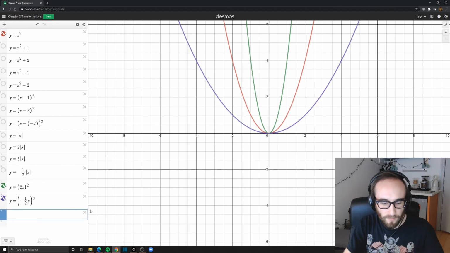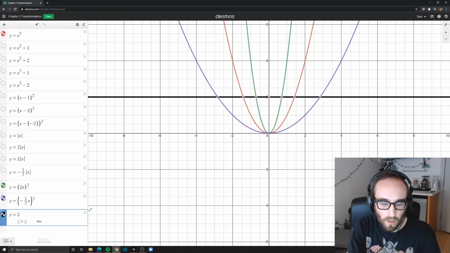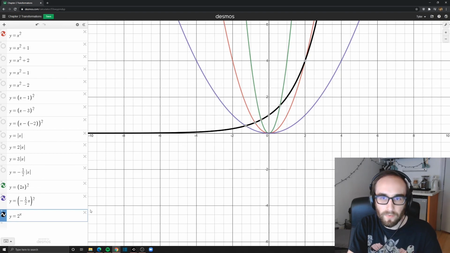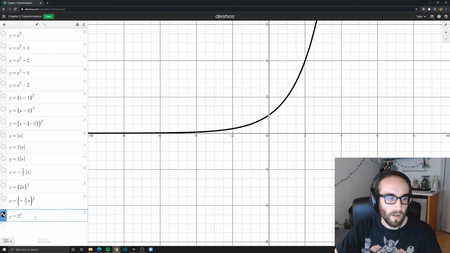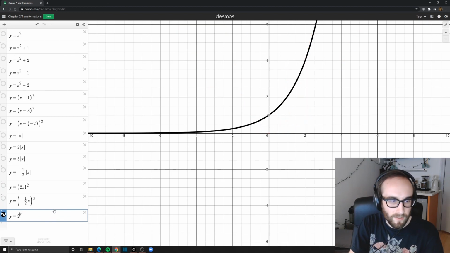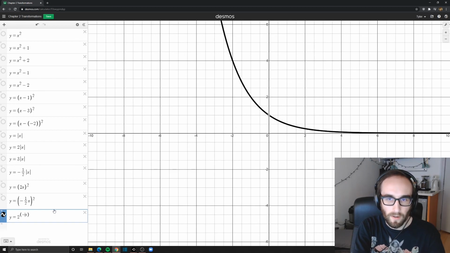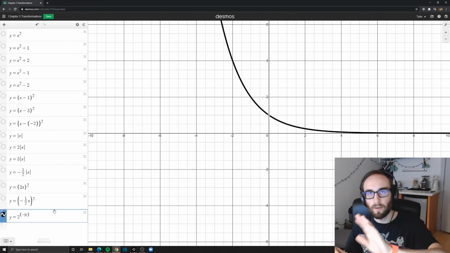If we were looking at something like y equals 2 to the x power, and if we took x, our input, and made that negative, then you can see that we flip it horizontally.